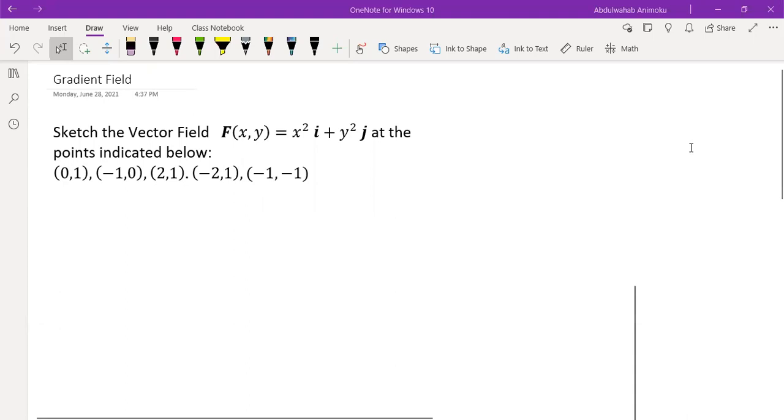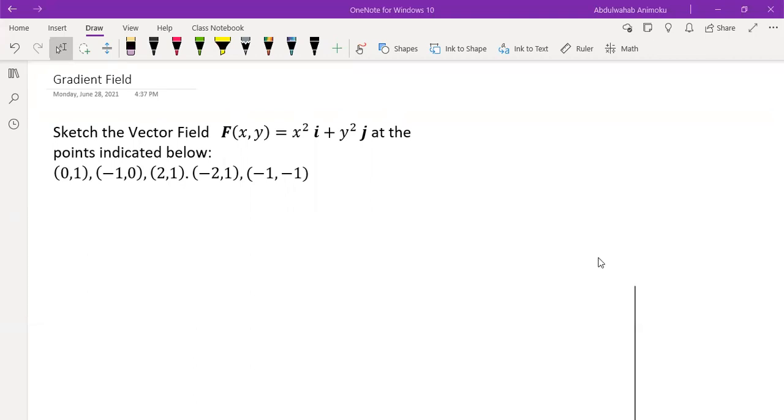In this particular video, we're going to look at how to sketch a vector field. So we're going to pick some points and then we try to sketch the vectors facing different directions that show the direction of the vector field at that particular point. So let's just get started. Now, a preamble to this is to know how to sketch vectors.